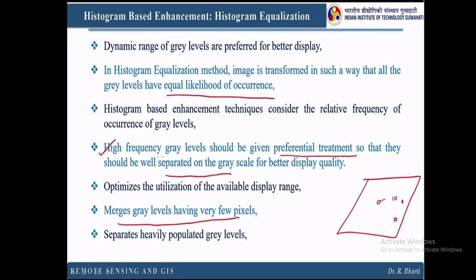In the histogram equalization method, the image is transformed in such a way that all of the gray levels have equal likelihood of occurrence. The histogram based enhancement technique considers the relative frequency of occurrence of the gray levels. High frequency gray levels should be given preferential treatment so that they are well separated on the grayscale for better display quality and optimized utilization of the available display range. This merges gray levels having very few pixels and separates the heavily populated gray levels.